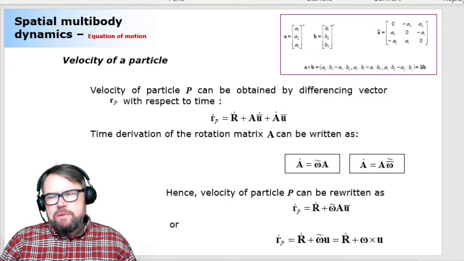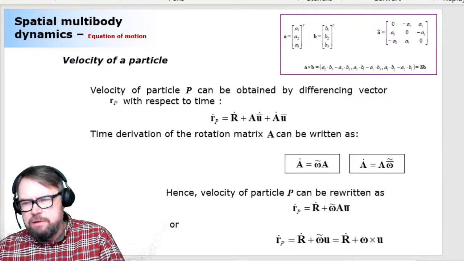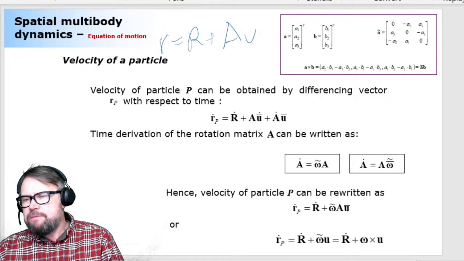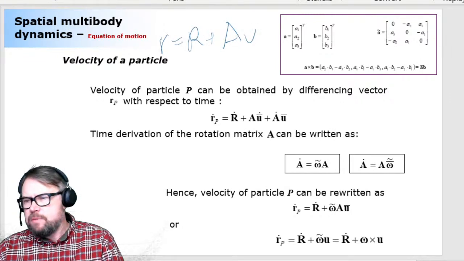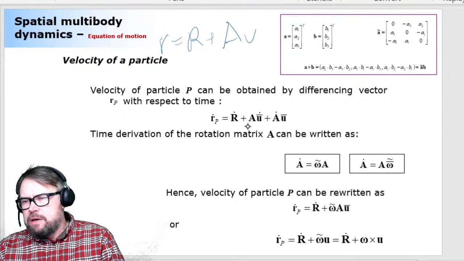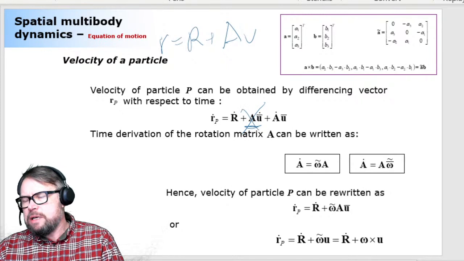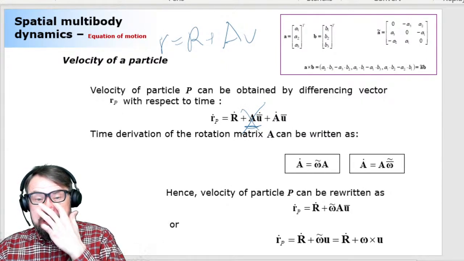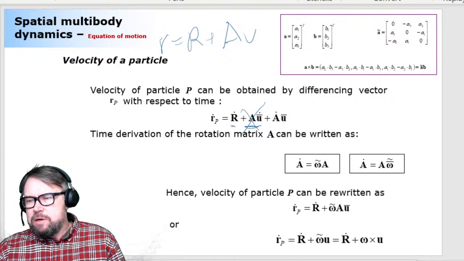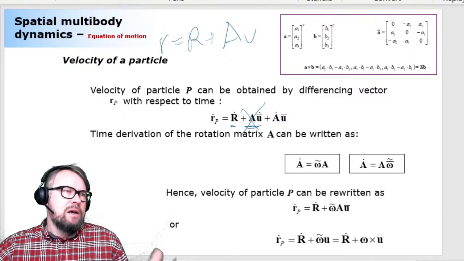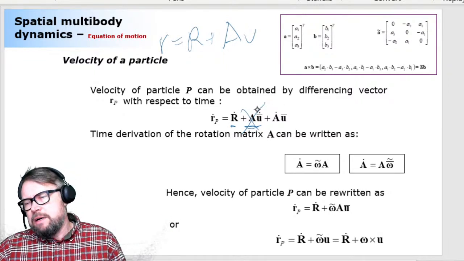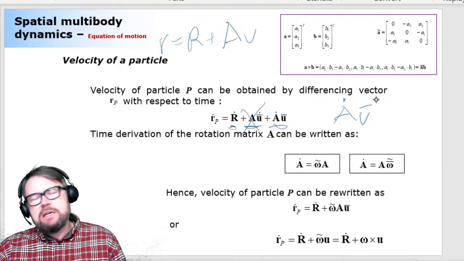Okay, so let's get started with the velocity. Of course, we're going to use this equation that we are very familiar with, and we're going to differentiate it with respect to time. The vector u bar, when we are dealing with rigid bodies, will be equal to 0, so we can easily neglect that component. What is left is two components, like in the case of planar multibody dynamics. We have a translational velocity, and then we have something with a dot, which is going to give us an angular velocity.